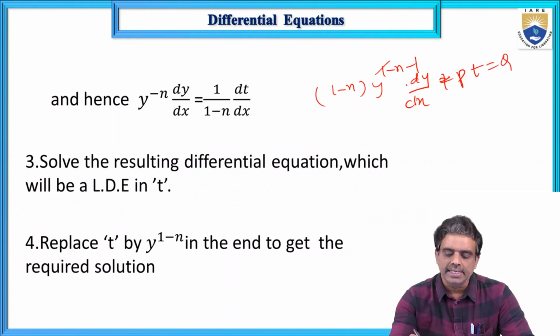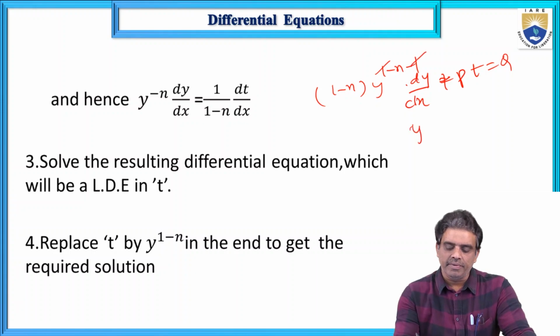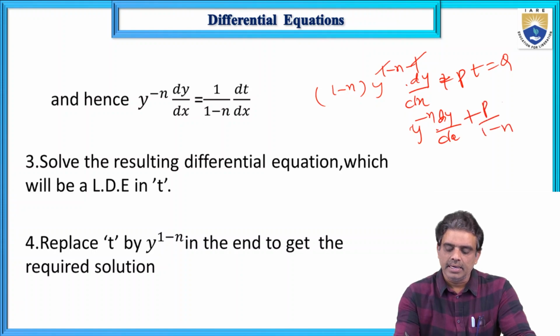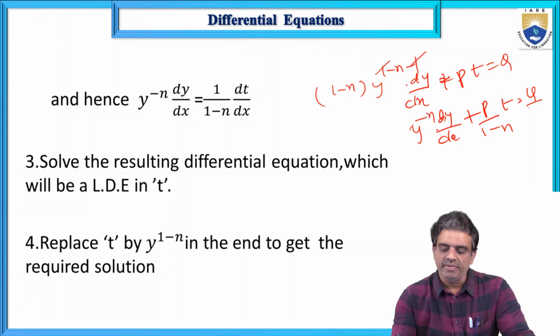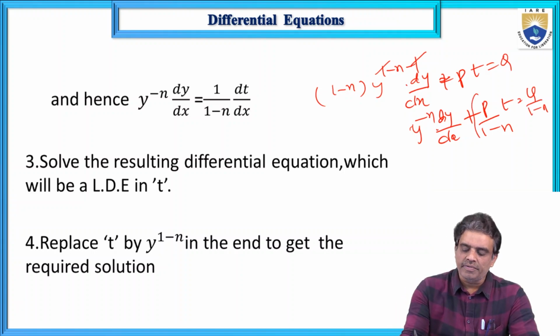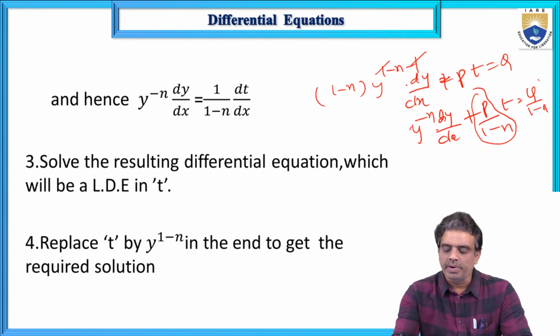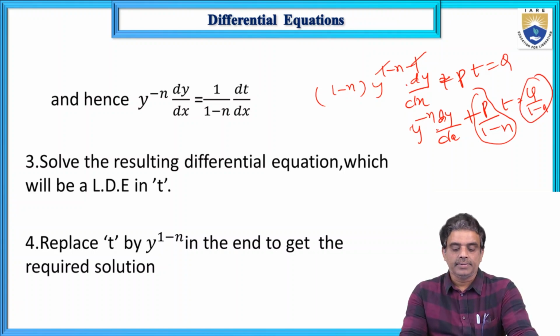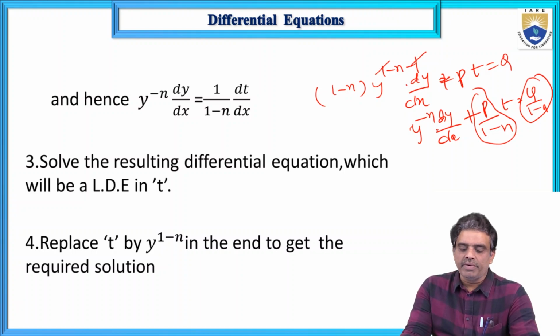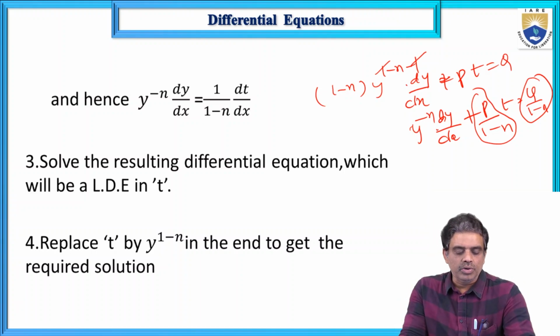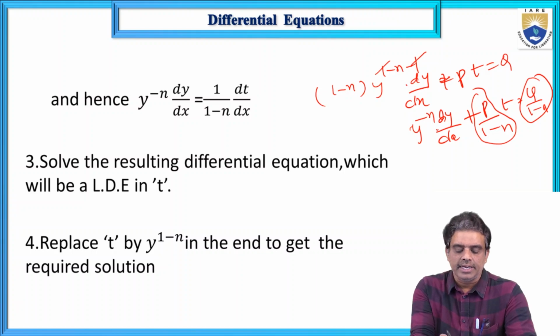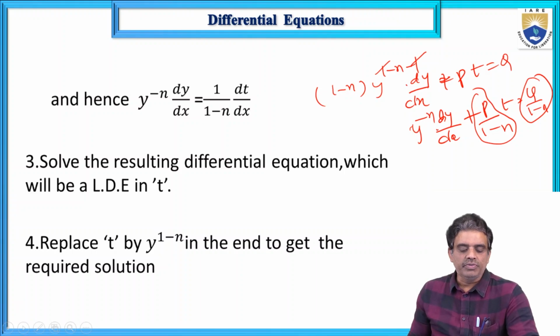Or we can write, the 1 gets cancelled, and y power minus n dy by dx plus p by 1 minus n t is equal to q by 1 minus n. So it is a pure function of x. 1 minus n is constant and q by 1 minus n is also constant. Now y power minus n into dy by dx becomes 1 by 1 minus n into dt by dx. And then solve the resulting differential equation, which will be a linear differential equation in t, and this can be solved by using the previous method.